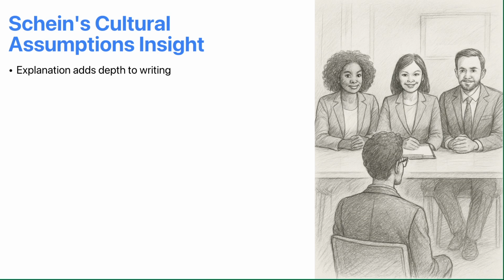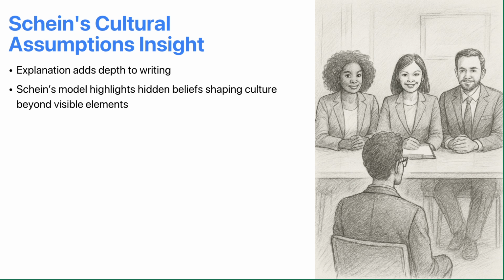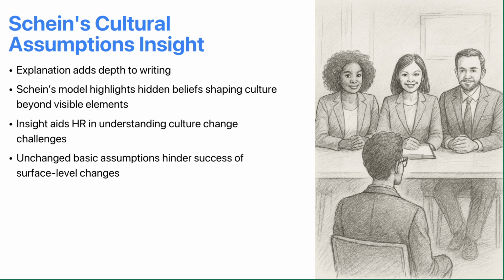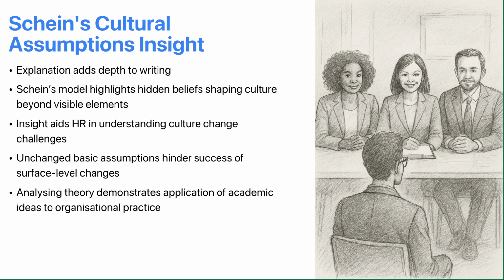The explanation is the part that gives your writing depth. Here you would say that Schein's model matters because it reveals culture is not just about what we see, such as policies or logos, but about the hidden beliefs that shape everyday actions. This insight helps HR professionals understand why changing culture is so challenging. If the basic assumptions remain untouched, surface-level changes are unlikely to succeed. By analyzing the theory in this way, you show that you can apply academic ideas to real organizational practice.